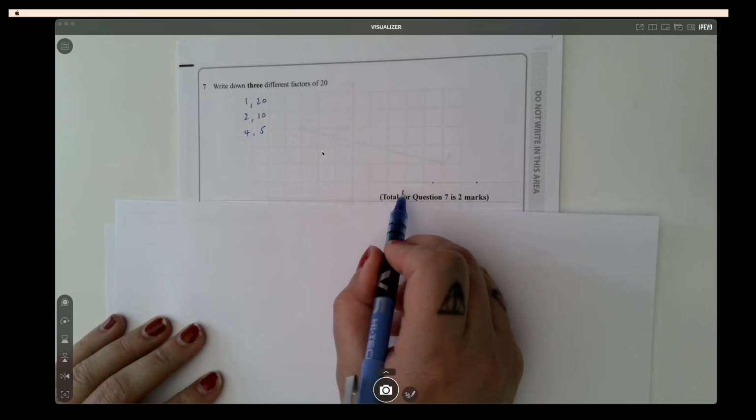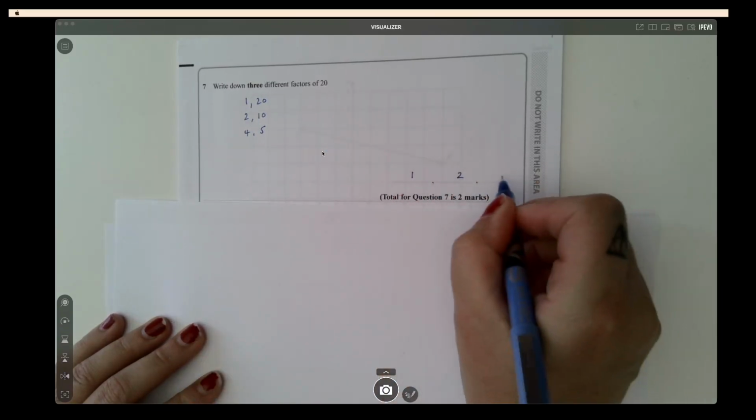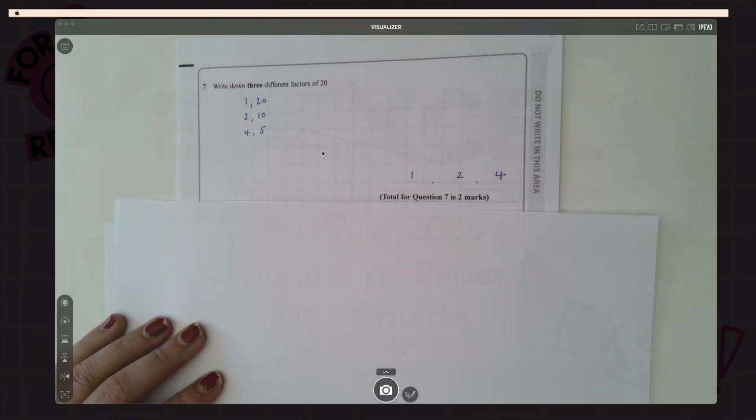So there are 6 possible factors of 20. We just need to put 3 different ones on the line here. So let's just do 1, 2, and 4. You could put any 3 of those numbers on that answer line.